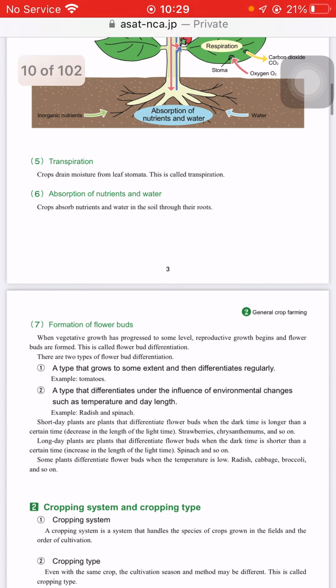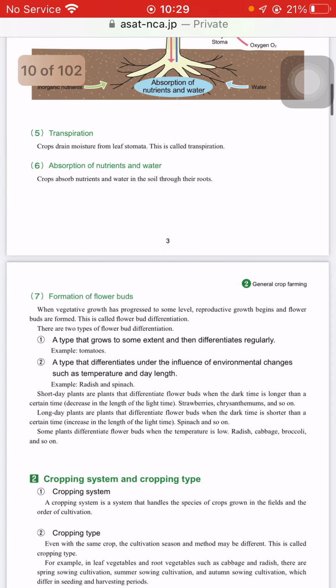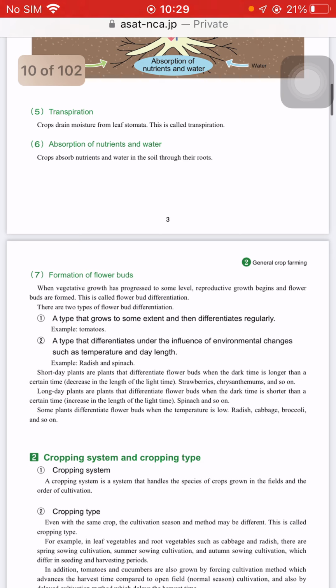Formation of flower buds. When vegetative growth has progressed to some level, reproductive growth begins and flower buds are formed. This is called flower bud differentiation. There are two types of flower bud differentiation. The type that grows to some extent and then differentiates regularly, such as tomato. And a type that differentiates under the influence of environmental changes such as temperature and daylight, such as radish and spinach.